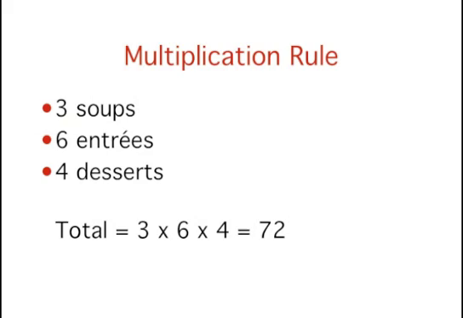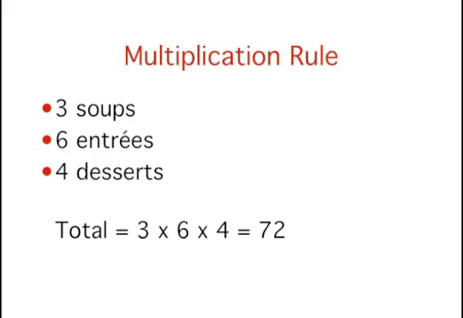Imagine a small restaurant whose menu has 3 soups, 6 entrees, and 4 desserts. How many possible meals are there? The answer is calculated by multiplying the numbers, 3 times 6 times 4, which equals 72.